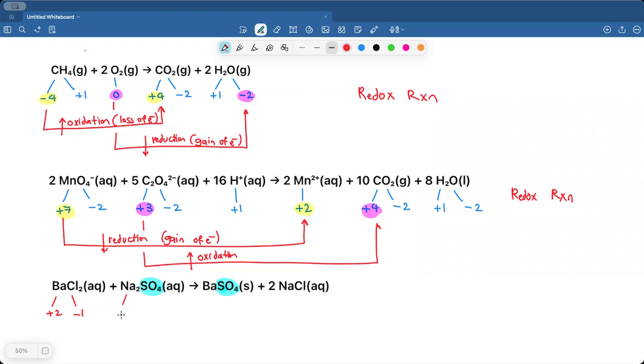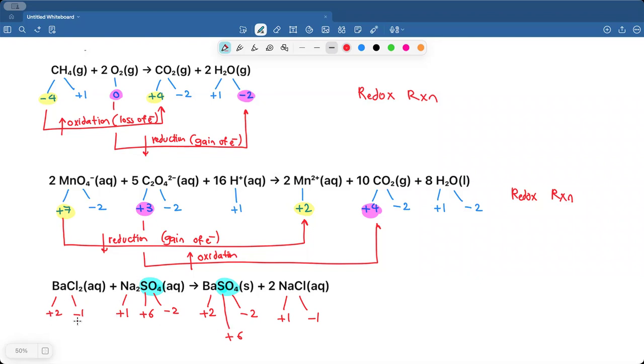So I'll start with Na, which is a metal group 1, which is +1. Oxygen is always -2. So based on that, we get sulfur to be +6. Now looking at the other side, same idea. Barium is metal group 2. Oxygen is -2. And again, as you can see, sulfur remains as +6. Na is in a compound, so it's +1. Cl is -1.